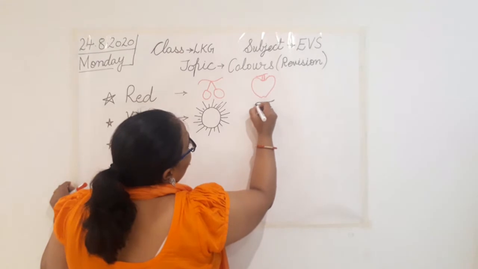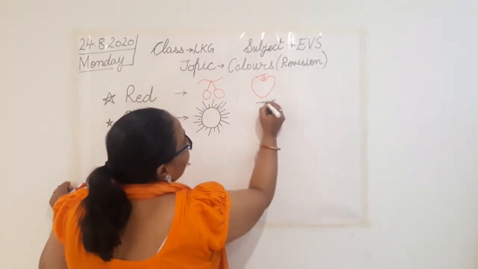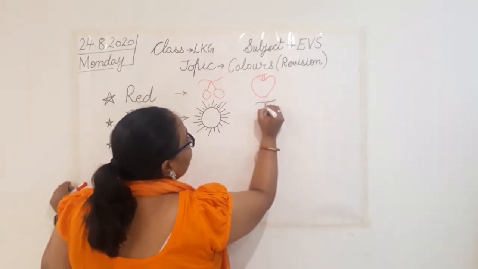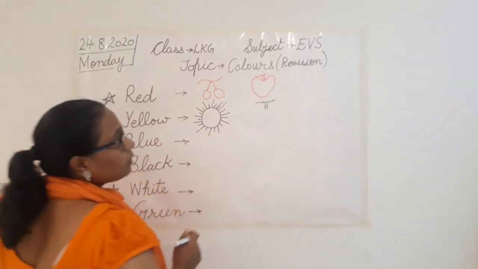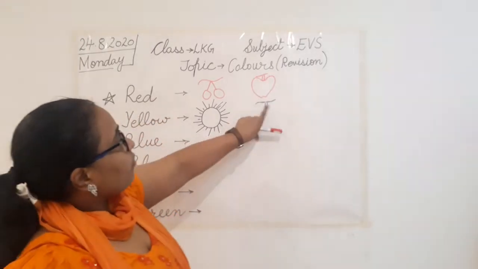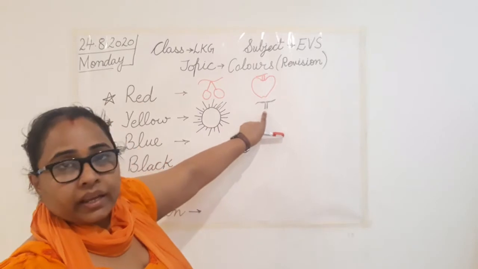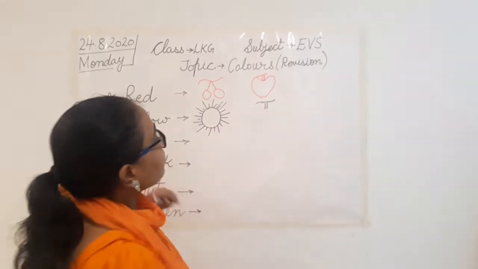Again, draw a wavy line. ठीक है? After that, draw two standing lines, जैसे हमने apple में किया था. Similarly, one wavy line and two standing lines. बना लिया. After this, what we'll do?